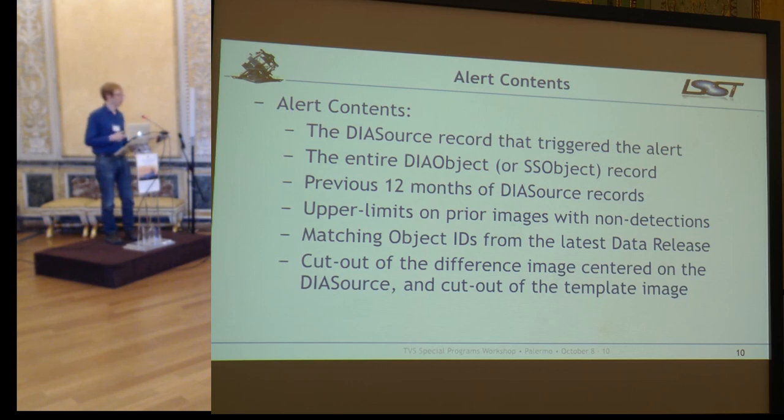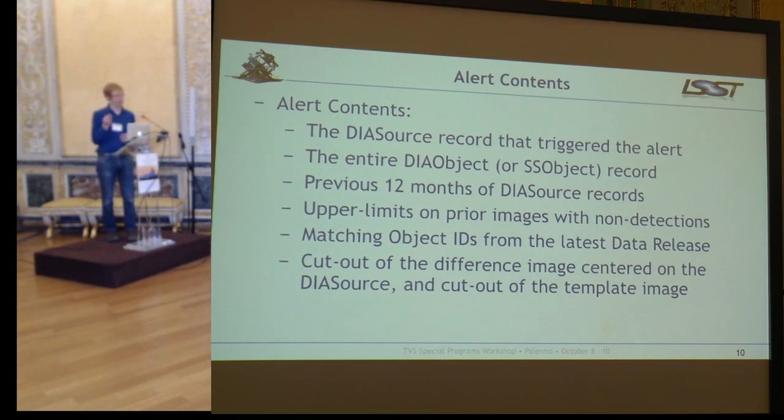So if we've seen this 10 times in the past 12 months, you get those measurements from each of those past 10 times. So you can both use the variability statistics that we've computed, or you can use that data to compute your own metrics to decide, is this an interesting source to you? So you'll have that history available.